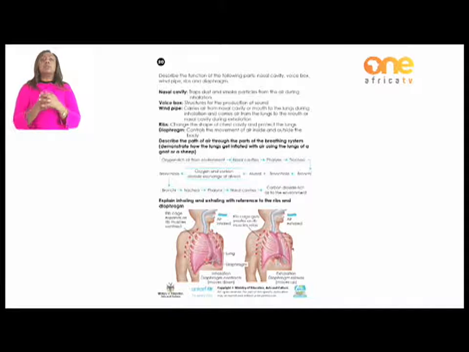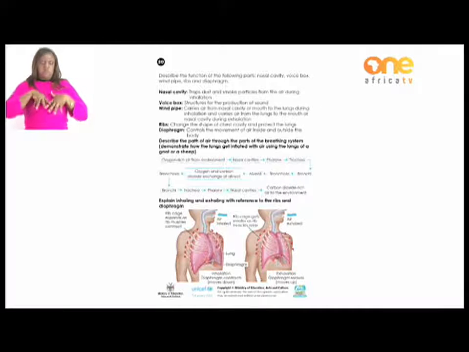And we are starting with the nasal cavity as part of the breathing system. Why should we have a nasal cavity? The nasal cavity is there to trap dust and smoke particles from air during inhalation. We have already described the meaning of the word inhalation. We said it's the breathing in of the air.